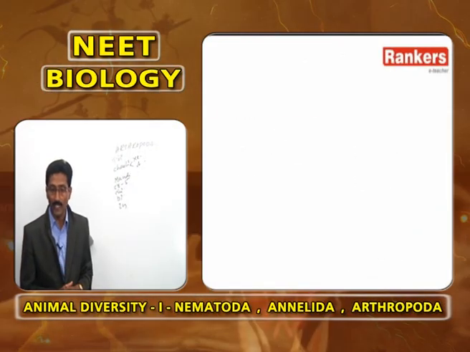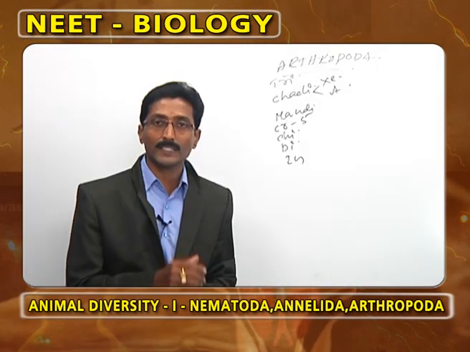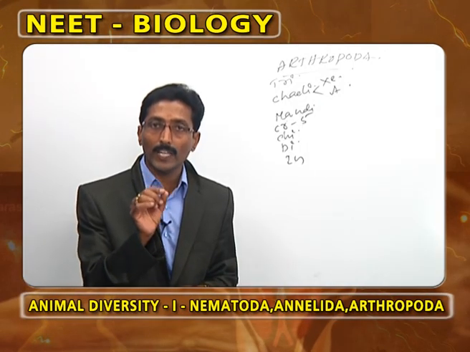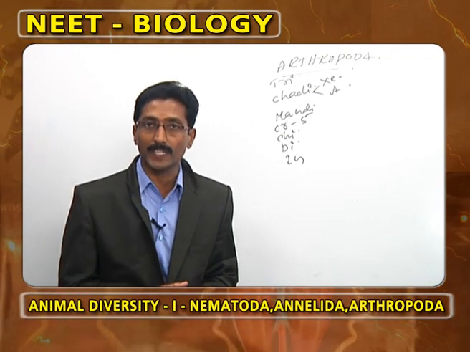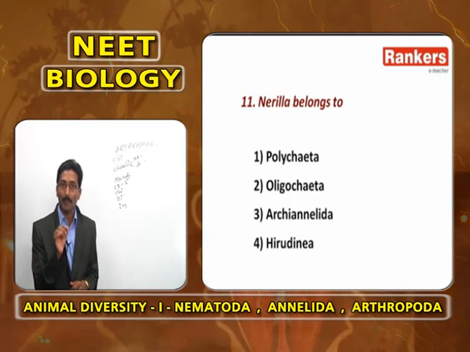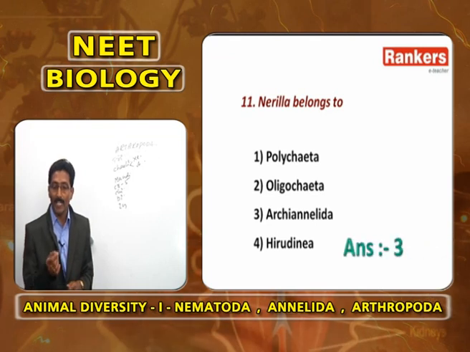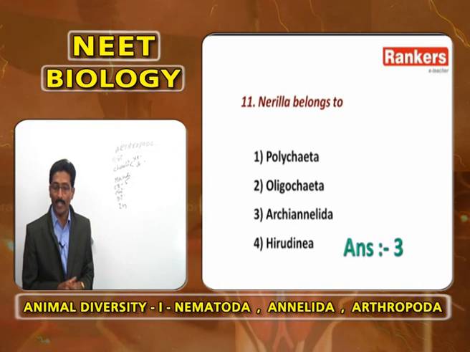What is the next question? Now, Nerilla. We already discussed this one. In the phylum Annelida, 4 classes are present. But actually we discussed Polychaeta, Hirudinea and Oligochaeta. What are the primitive annelids? That we call Archiannelida. Under Archiannelida, Nerilla is present.